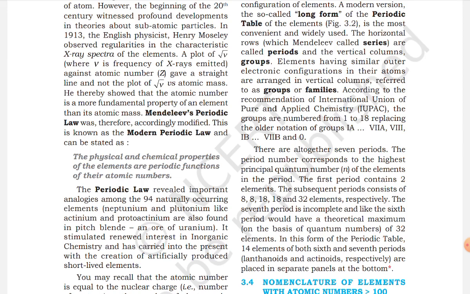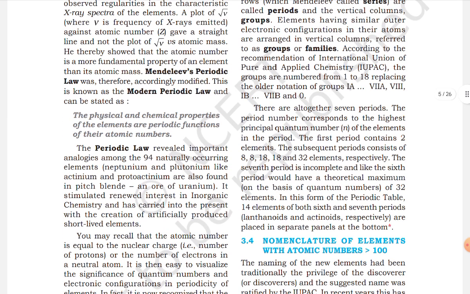According to the recommendations of the International Union of Pure and Applied Chemistry, IUPAC, the groups are numbered from 1 to 18, replacing the older notation of groups 1A to 7A, 8, 1B to 7B, and 0. There are 7 periods, and the period number corresponds to the highest principal quantum number n of the elements in the period. The first period contains 2 elements. The subsequent periods consist of 8, 8, 18, 18, and 32 elements respectively.